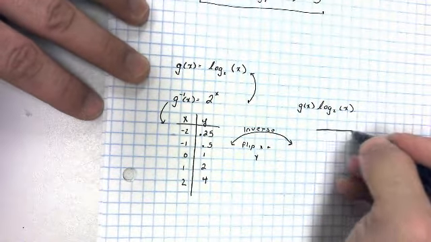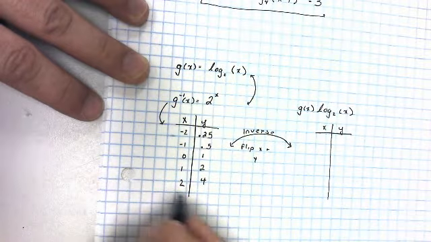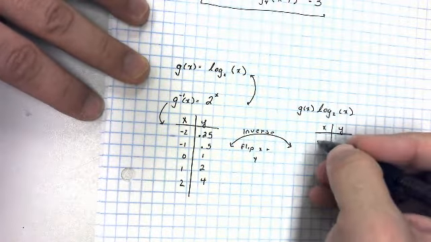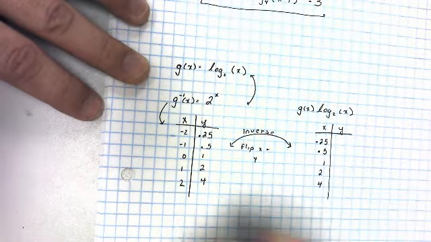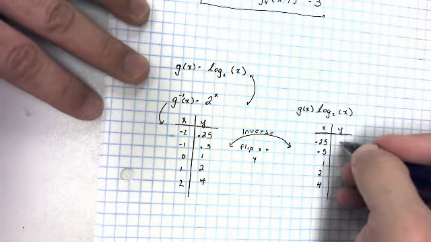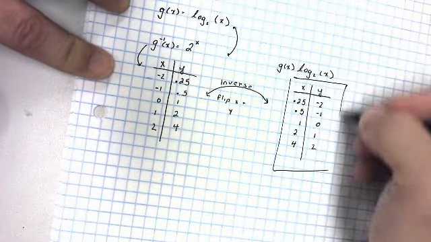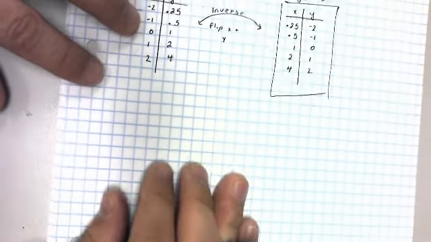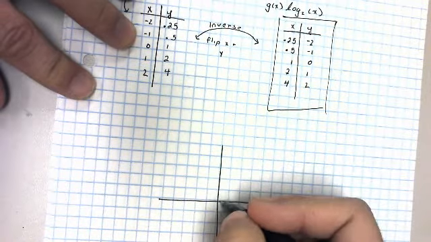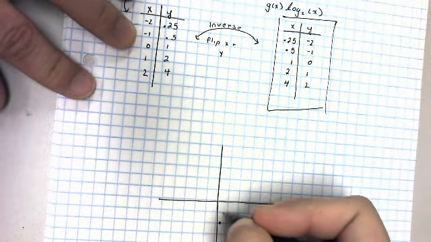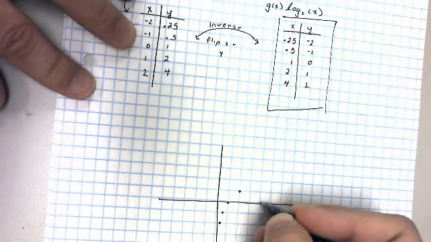well then, all we have to do is take our y values from this function and make them our x values, and take our x values and make them our y values, and this table can be used to make the graph of my logarithmic function. So 0.25, negative 2; 0.5, negative 1; 1, 0; 2, 1; and 4, 2.